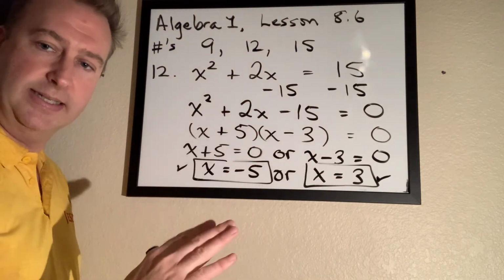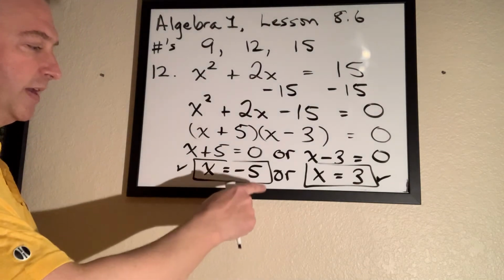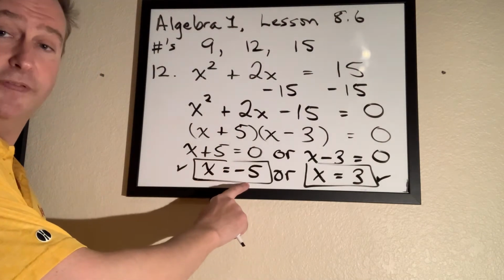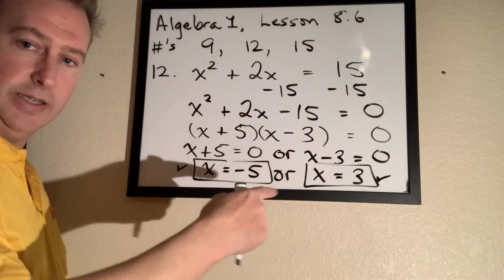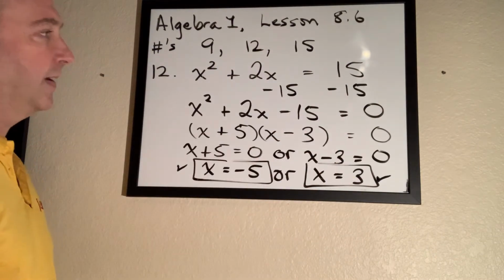Again, in the braces solution set, okay? Preferably listing the lesser number first, so negative 5, and then a comma, and then 3, and then close brace, okay? And so that's how you do that one.